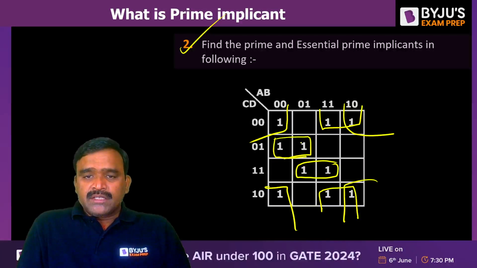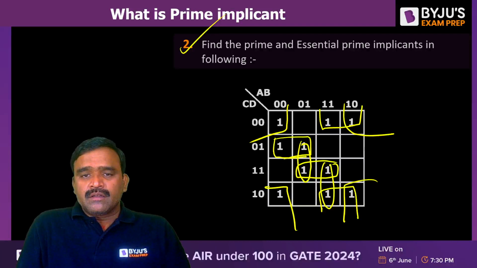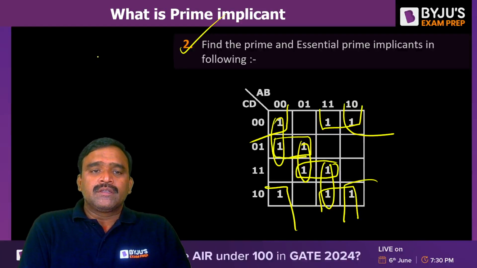And as these two are adjacent, we can consider these two as a prime implicant, and these two also we can consider. So there are two quads, the corner ones and the up ones, down ones. So 1 2, then 3 4 5 6, there are 6 prime implicants. Number of prime implicants are 6.